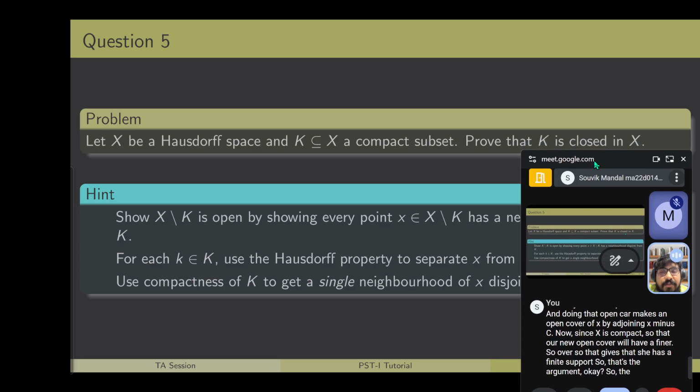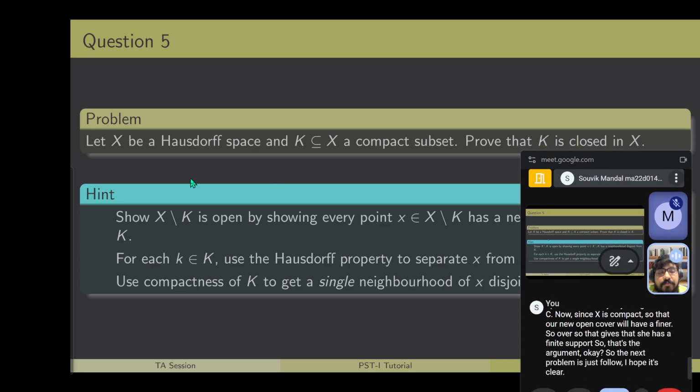So the next problem is as follows. I hope it's clear. Suppose X is a Hausdorff space with K a compact subspace. We need to prove that K is closed. That is, a compact subspace of a Hausdorff space is closed. Please think about it, take your time, let me know. That means you basically need to show that X minus K is open. That means you need to show that for a point of X minus K there is an open set containing it which is contained in X minus K.